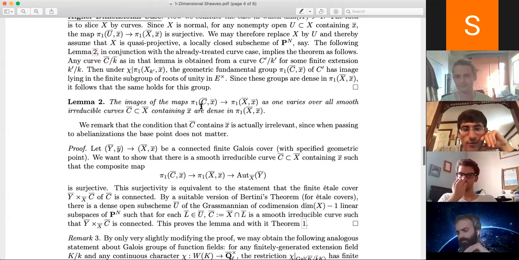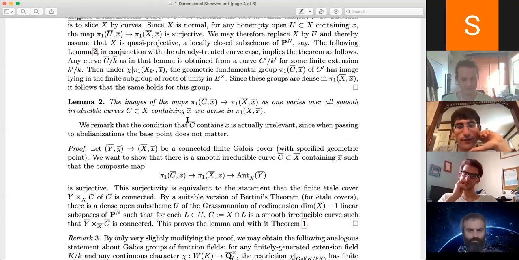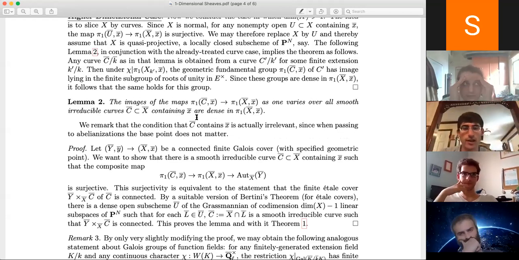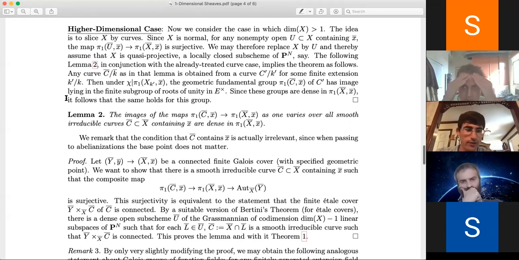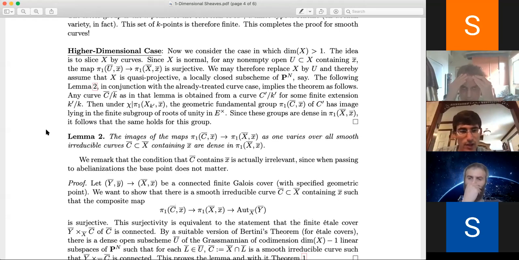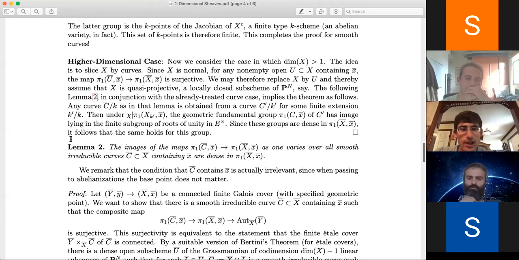So if I consider the maps from pi1 of C bar to pi1 of X bar, as you vary over all smooth irreducible curves inside X bar containing little x, but this isn't so important, but whatever, then the images of all these maps taken together are dense inside of pi1. Okay, so. Do you need normality for this? For lemma 2? Yeah, I'm assuming I'm in this case. I should have said, but I'm still in this case, same notation.